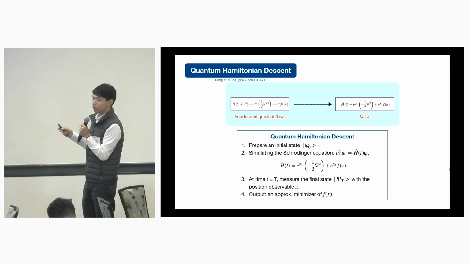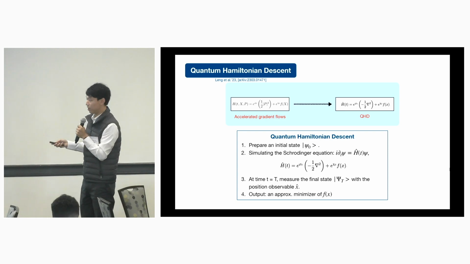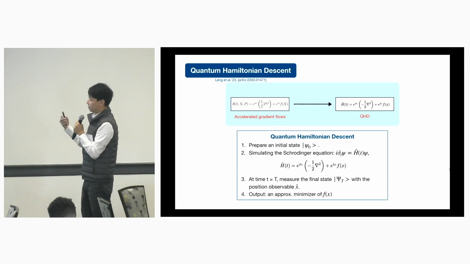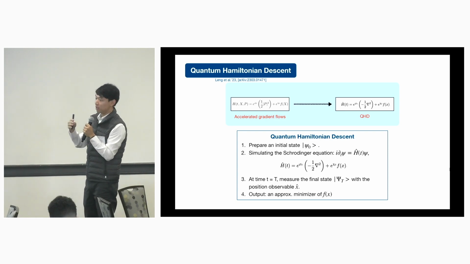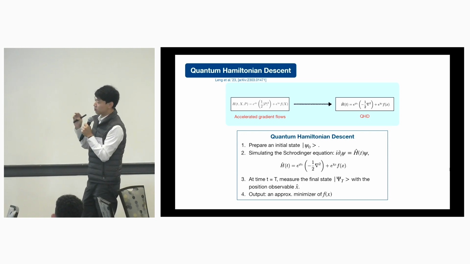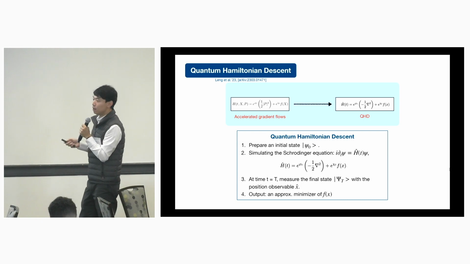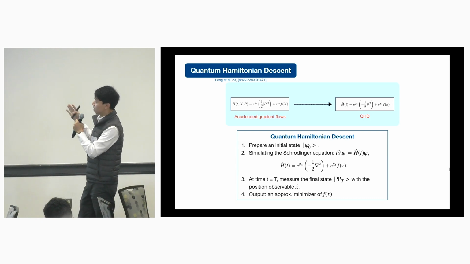And here I also give you a brief pseudocode for how this algorithm works on a real quantum computer. Again, you start with some initial state that's a wave function, but not a classical point. And then you evolve the Schrodinger equation according to this time-dependent Hamiltonian, which was derived from this quantization process. And then at some point, you stop the evolution, and then you measure the final state, the final wave function, using the position observable, the quadrature observable, x hat. And later I'll show you some plots.